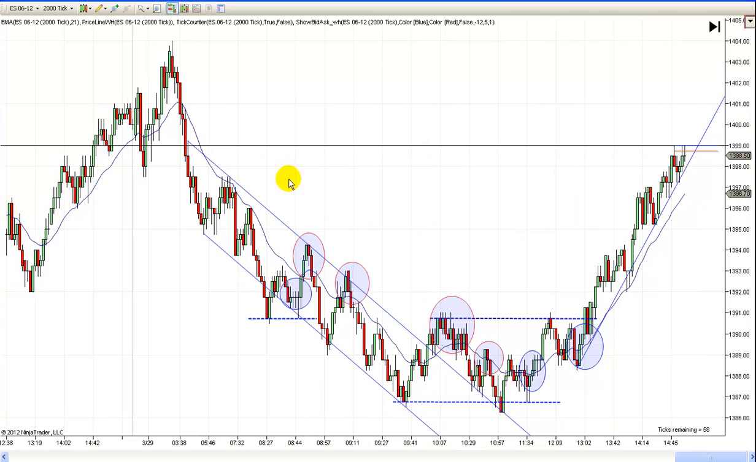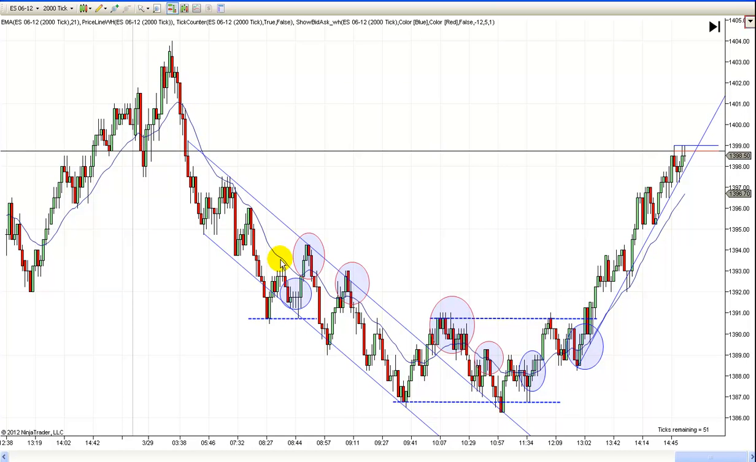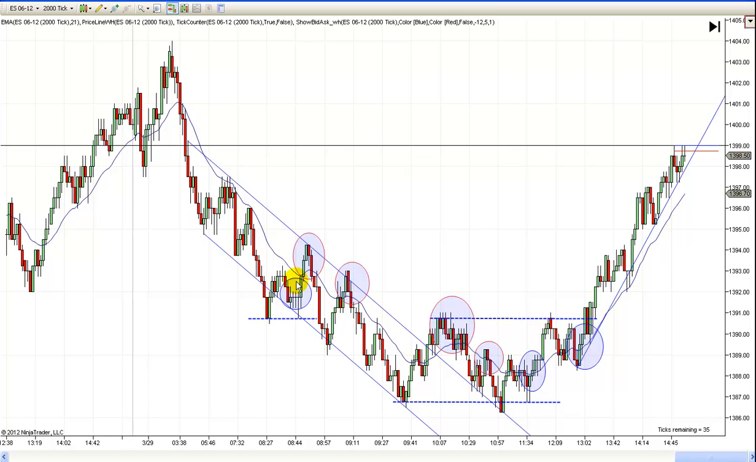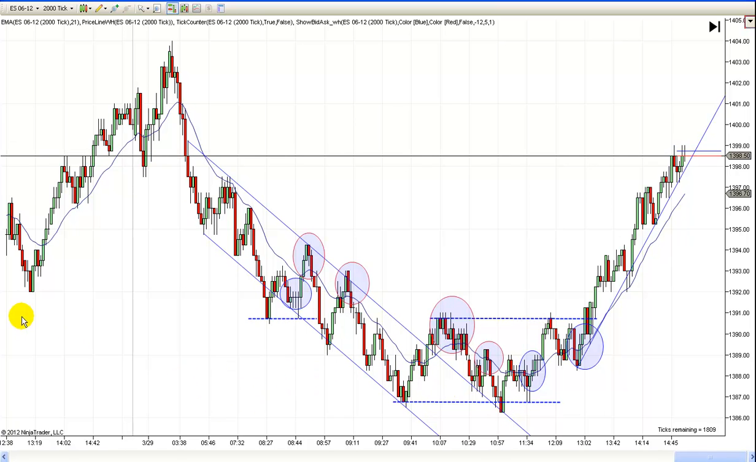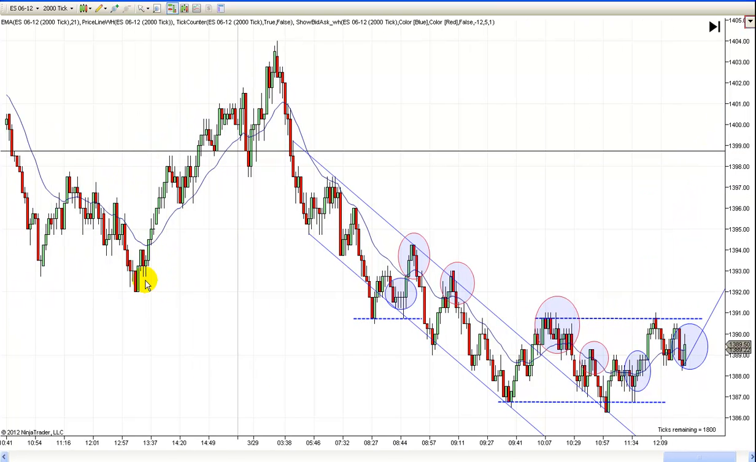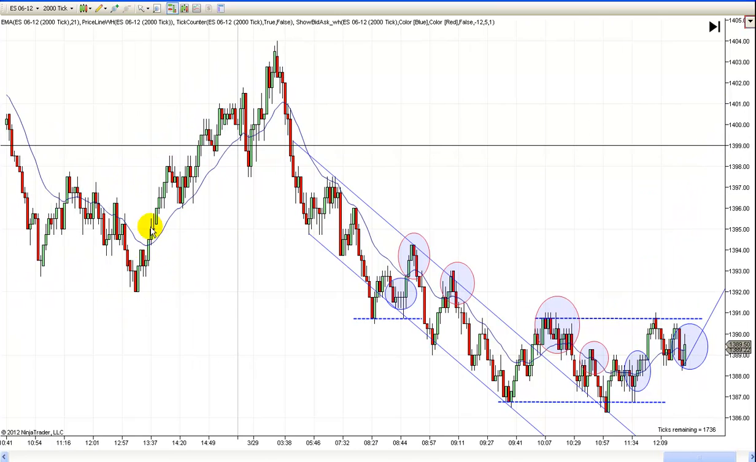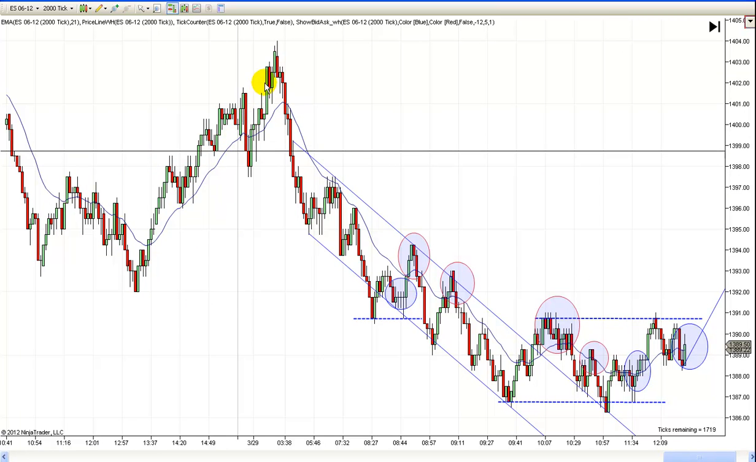But let me just tell you about this pattern right here. This is what I call a spike in channel. Notice how prices spiked down and they went into a channel, and you'll see that a lot. And you'll see prices do just the opposite, spike up. And this is kind of a spike in channel to the upside. Prices spiked up and then went into this little channel, and we had the break of the trend line here.